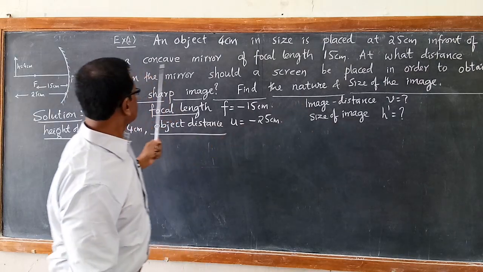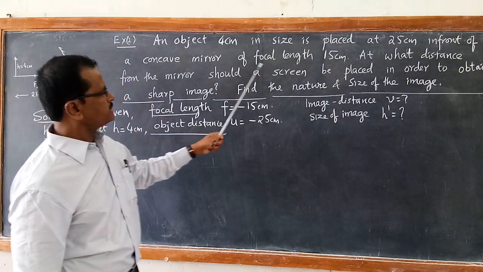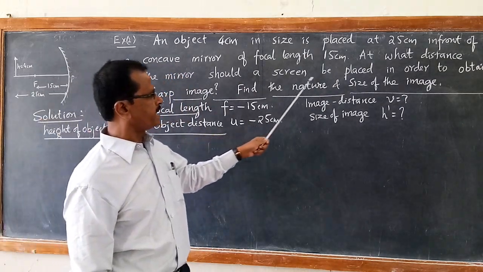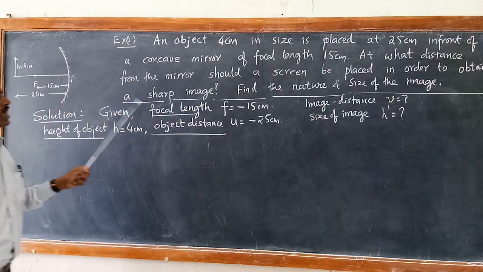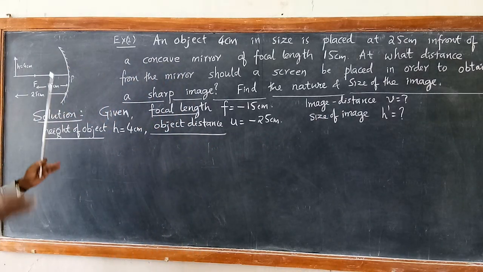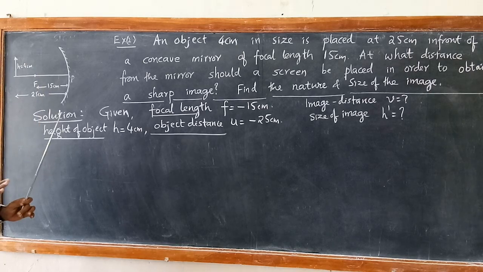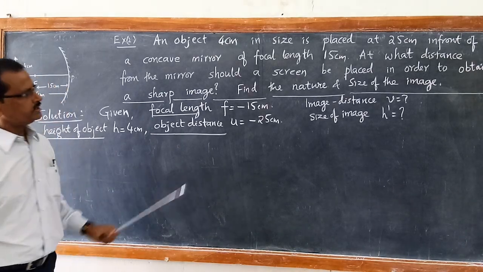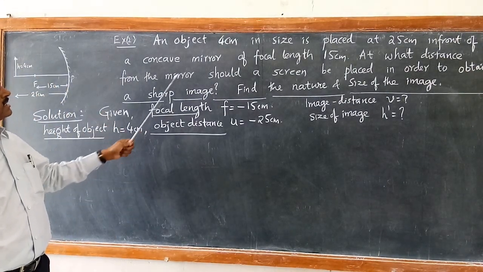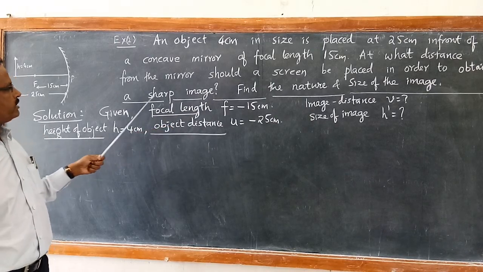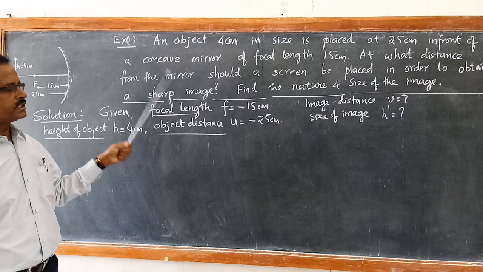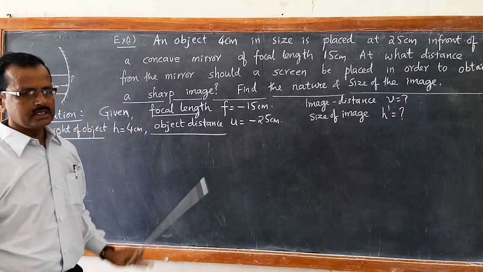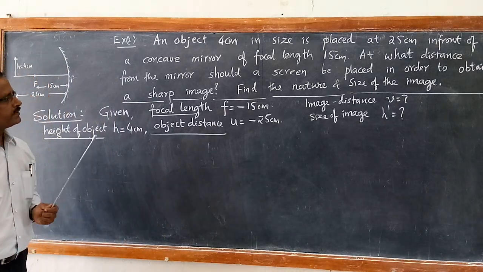At what distance from the mirror should a screen be placed in order to obtain a sharp image? It means we are going to get the image on the screen. When the image is obtained on the screen, remember it's going to be a real image. At what distance should the screen be held so that we can obtain a sharp image of the object on the screen? Also find the nature and size of the image. Okay, this is the given thing.